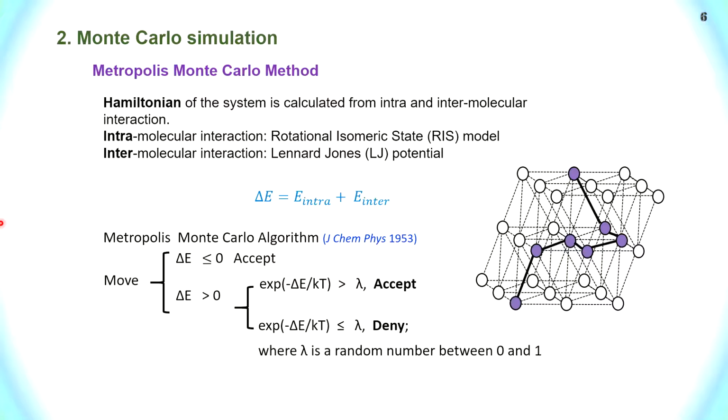Metropolis criteria was applied to determine whether the move is made or not following this equation, where delta E is the energy difference between new and old conformation, which includes both short and long-range interaction. If the energy decreases, that move is accepted, but if the energy is increased, we use a random number between 0 and 1 to determine whether the move is successful or not.